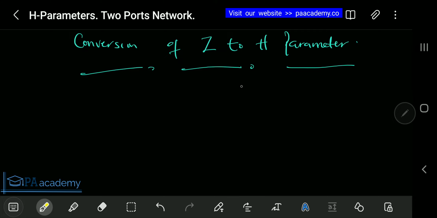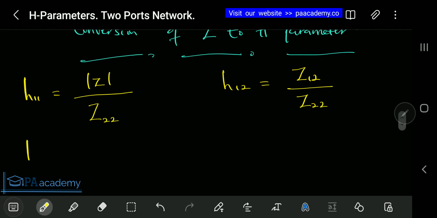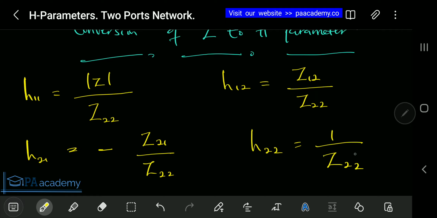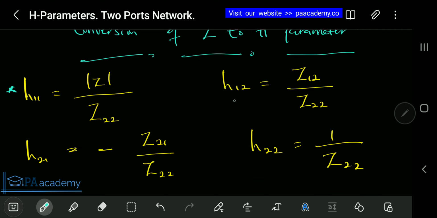So now in conversion of z to h parameters, just know that your h11 is equals to the determinant of your z divided by z22, and then your h12 is equals to z12 over z22, and then your h21 is minus z21 over z22, and then your h22 is equals to 1 over z22. So take note of all these four conversions. You will find them very helpful when you are solving examples, and we'll make use of them in our next examples.